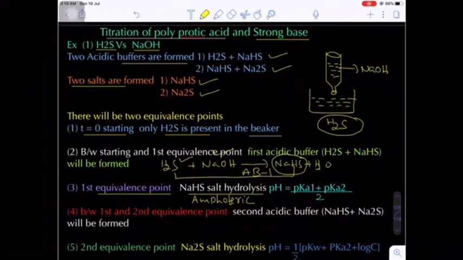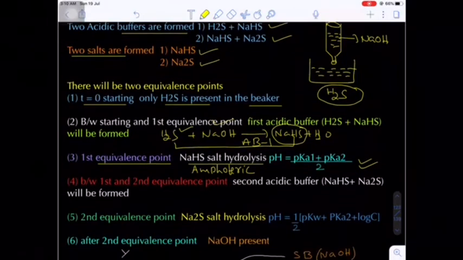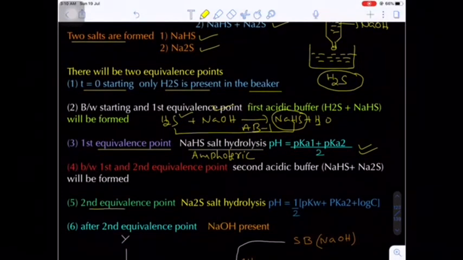We know in the calculation of the pH regarding salt hydrolysis for amphoteric species, the pH is the arithmetic mean of pKa1 and pKa2, that is pH = (pKa1 + pKa2)/2. This is the equation to calculate the pH of a solution at the equivalent point.